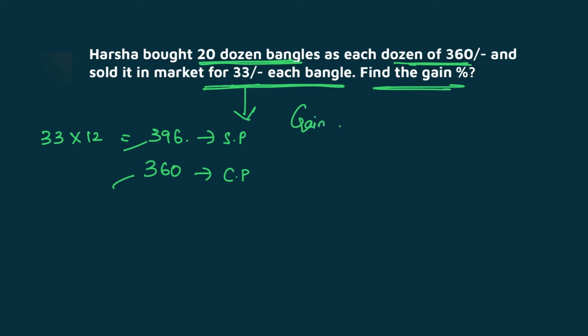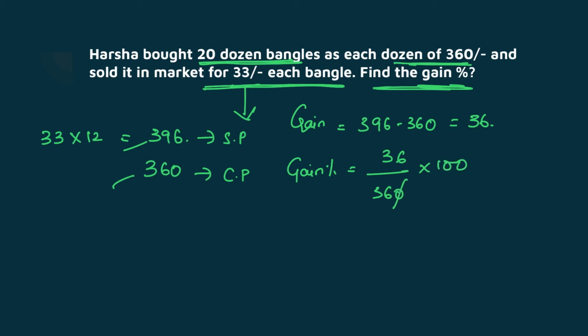So gain is equal to 396 minus 360, selling price minus cost price, which is equal to 36 rupees. We have to find the gain percentage. Gain percentage is equal to gain 36 divided by cost price 360 rupees multiplied by 100. Zeros get cancelled. 36 ones are 36. So gain percentage is equal to 10%.